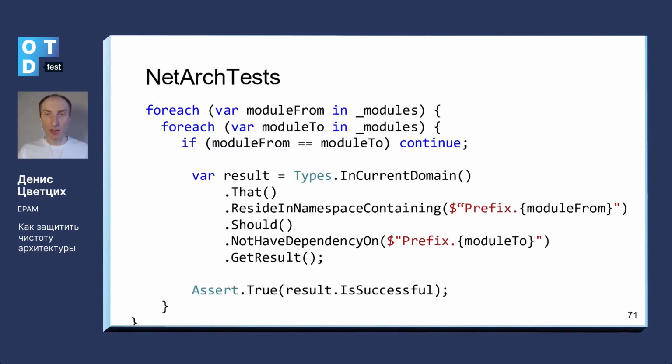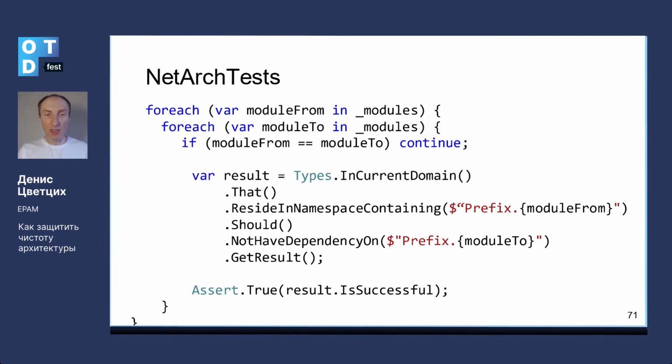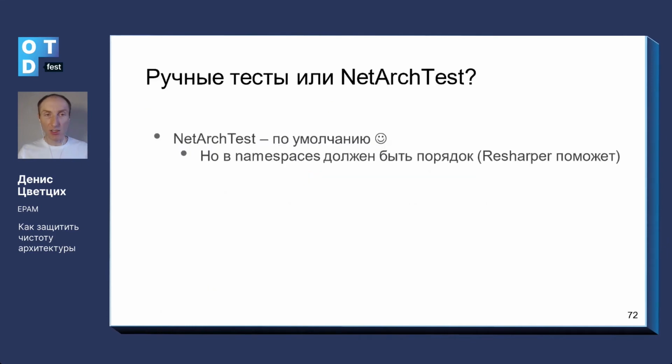After that we use the NetArchTest tool, which is a library for architecture tests. We check all types that are available in the names. We check it for one module, that they don't have references from the other module, and we check that such a test is successful.